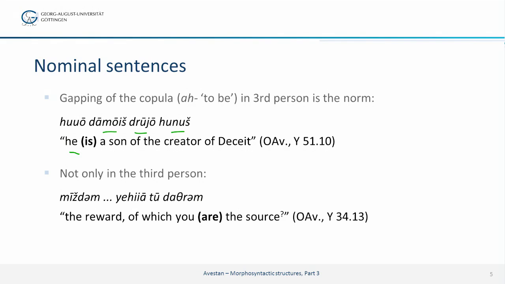But the copula is occasionally also gapped in other persons as well, like exemplified by the second passage here. Mijdem yehya tu dathrem, the reward, mijdem, of which yehya, you, tu, are, but are is not found in Avestan, the source, dathrem.